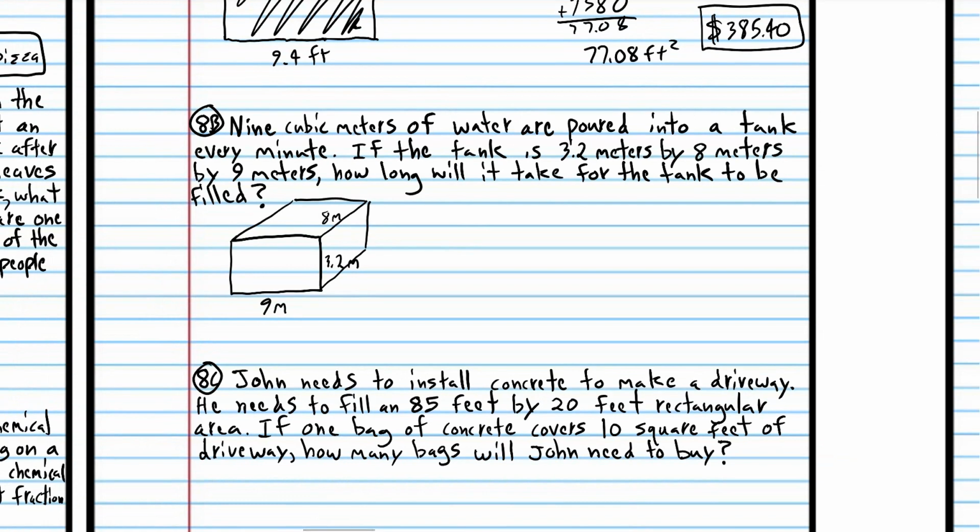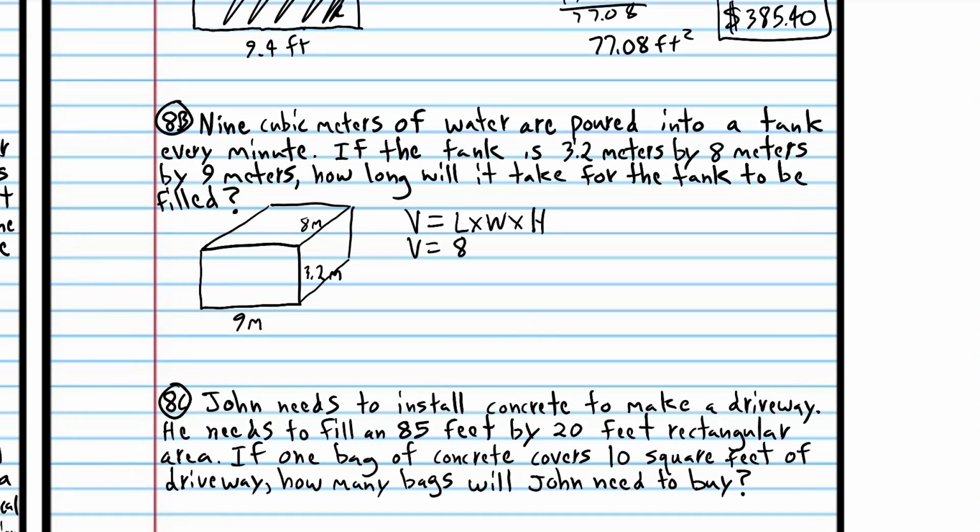So we know that 9 cubic meters go into a tank every minute, and we're trying to figure out how many minutes it'll take to fill this thing up. So we need to figure out how many times 9 goes into whatever the volume is. Problem is we don't know what the volume is. So the previous problem was a multiplication problem. This is actually going to be a division problem. So the volume is length times width times height. We learned that. That's going to be 8 times 3.2 times 9.